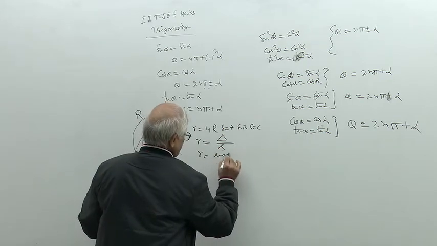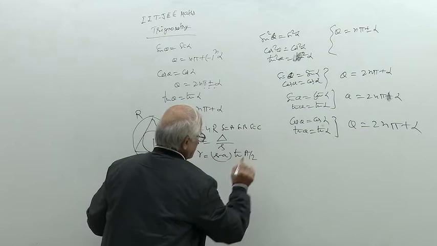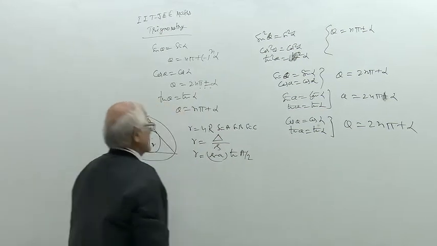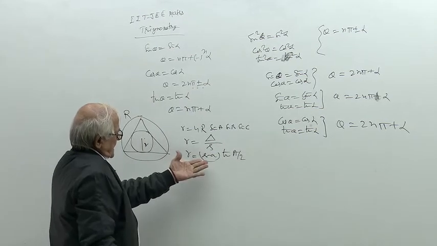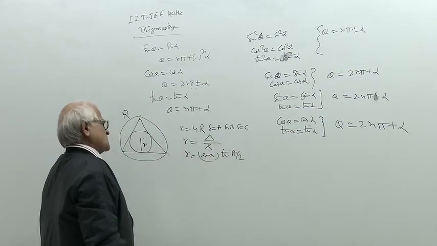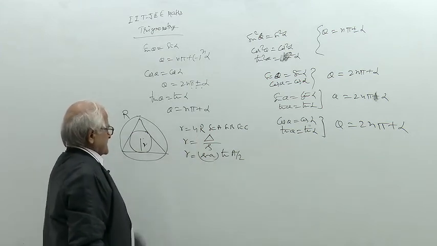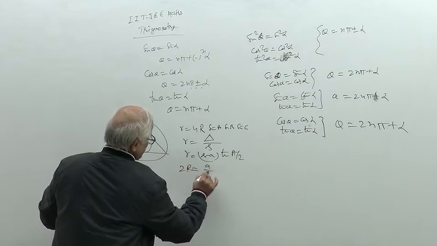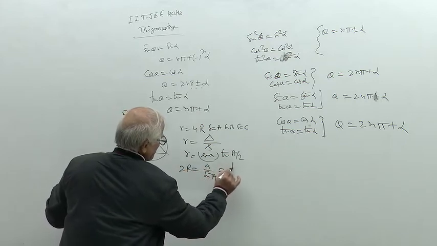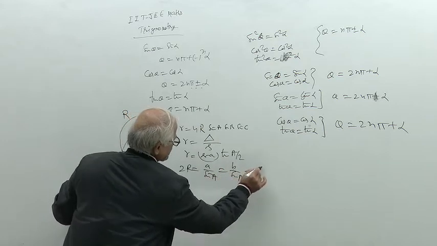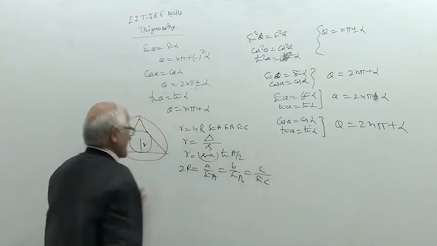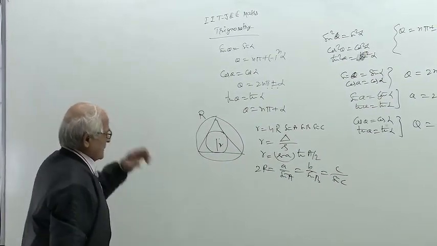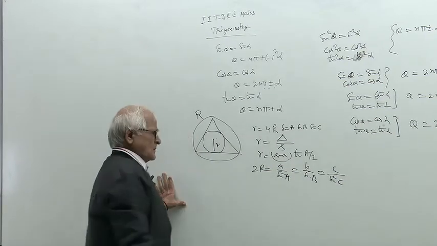We give also in the case of tan A by 2. These are the formulas. Similarly, we can have s minus b tan B by 2. Now we have 2R is equal to a by sin A, b by sin B, and c by sin C. We have many formulas. You have to remember. Now what is the area? We know here is the formula.